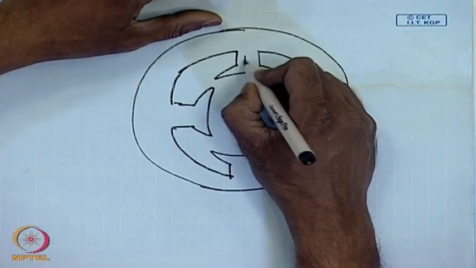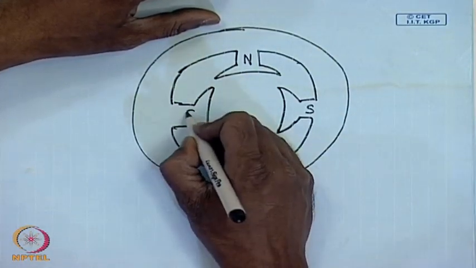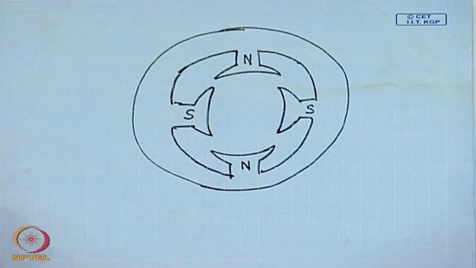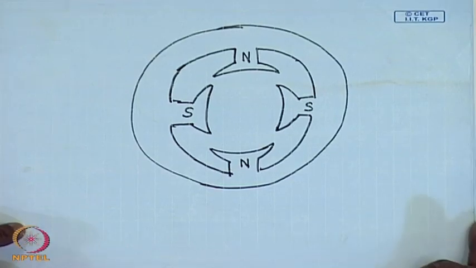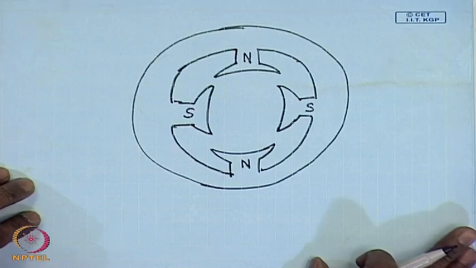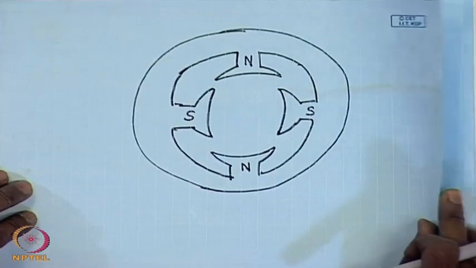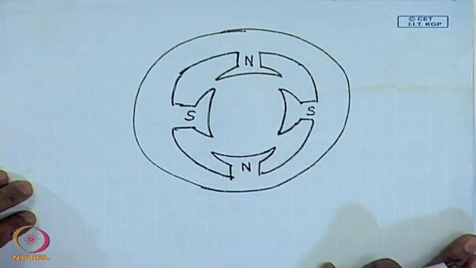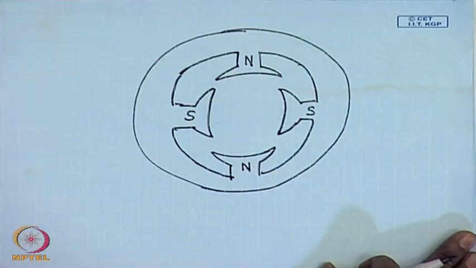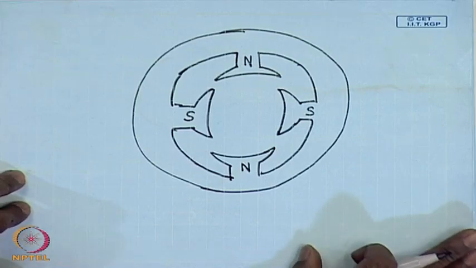So, the pole arrangement will be north, south, north, south. This is the one modification in the stator that a practical machine can have. The number of poles, of course, will be even because there has to be a pair of north and south poles, but it need not be 2.